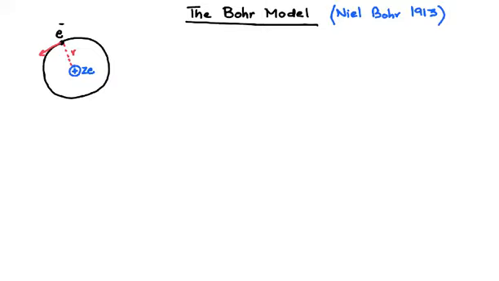So far you have looked at the Thomson plum pudding model as well as the Rutherford nuclear model. Today we are going to look at the Bohr model of an atom.